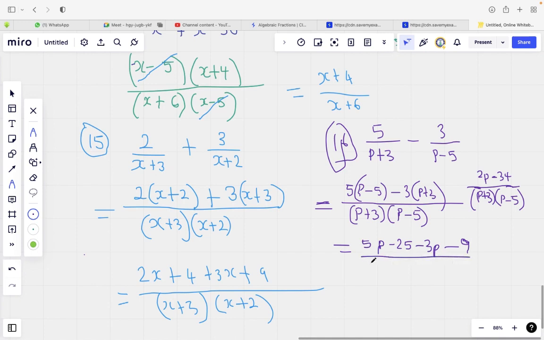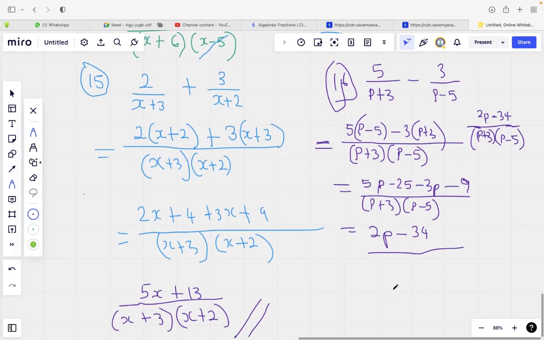So the denominator remains the same, p plus 3 in one bracket and p minus 5 in another bracket. The next step is to collect like terms. 5p minus 3p, we get 2p. Minus 25 minus 9, we get minus 34.